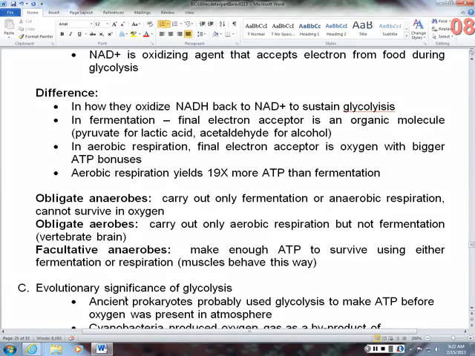Facultative anaerobes make enough ATP to survive using either fermentation or respiration. So they can go either way, and our muscles actually fall into that category.